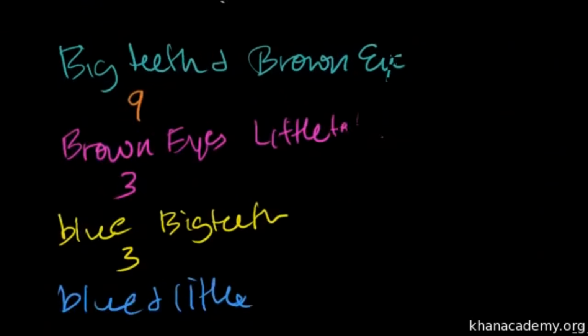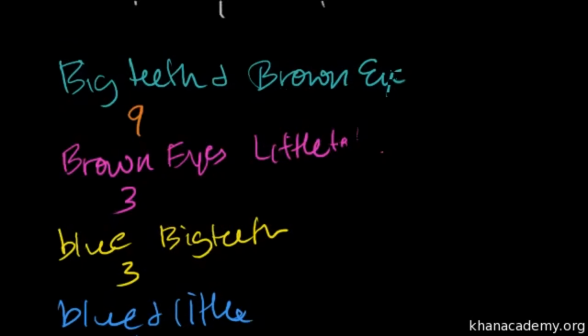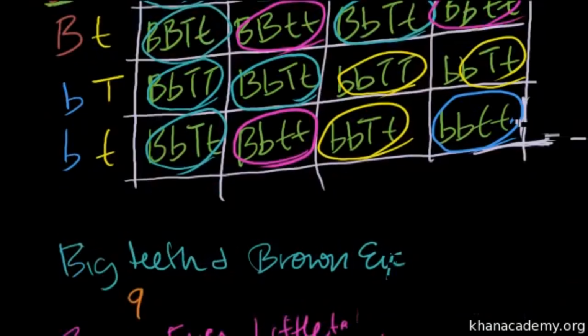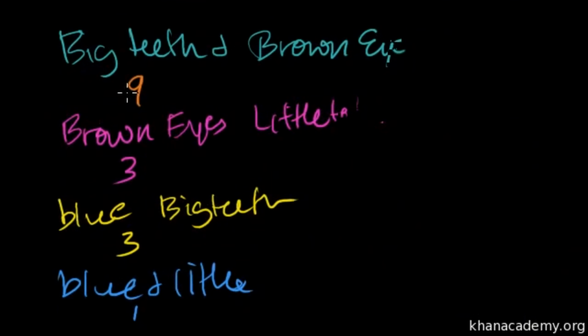So if you look at this and you say, hey, what's the probability? So there's only one of that. What's the probability of having a big teeth, brown-eyed child? And these are all the phenotypes. There are 16 different possibilities here, right? There are 16 squares here. 9 of them describe the phenotype of big teeth and brown eyes. So there's a 9/16 chance. So it's 9 out of 16 chance of having a big teeth, brown-eyed child. What's the probability of a blue-eyed child with little teeth? 1 in 16.